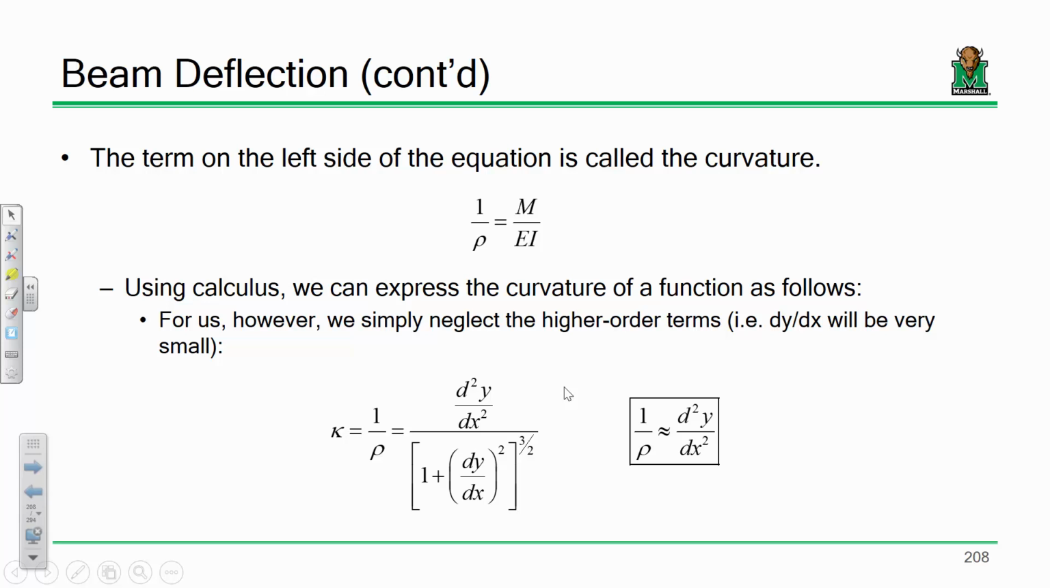Okay? Everybody see that? If this fraction here goes to 0, then our curvature is d squared y over dx squared divided by 1 to the 3 halves. Well, 1 raised to any power is itself, right? So that's just going to be 1, and then that's going to be this, okay?